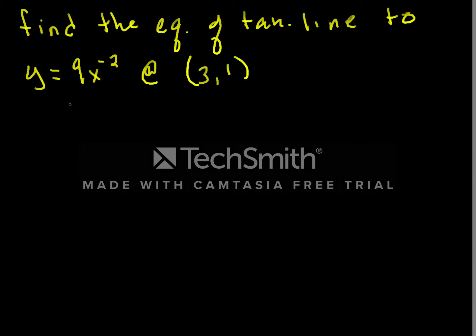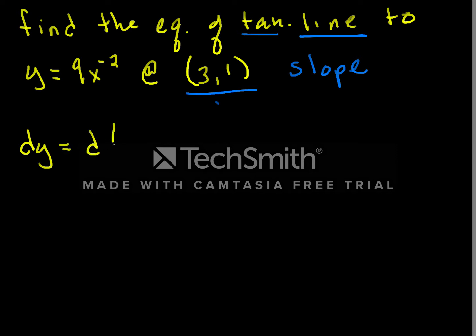So we're trying to find a line, and to find a line, you need a point on it, and you need the slope. Well, if it's the tangent line, then its slope is equal to the slope of the curve at that point. So we need to compute a derivative, because derivatives give us slopes of curves. So let's compute the differential of y. It is the differential of 9x to the minus 2.